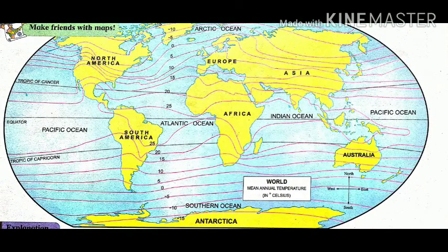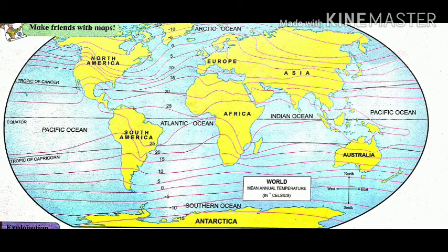This is the world's map showing you the mean annual temperature in different parts of the world. Considering the temperatures of various places on the surface of the earth, maps of global distribution are prepared with the help of isotherms. Isotherms are the lines that connect places with the same temperature after avoiding the effect of height.